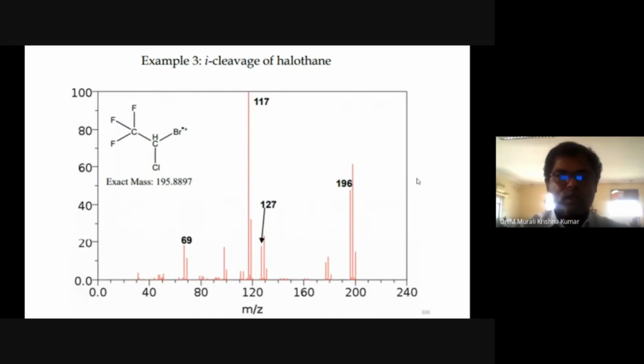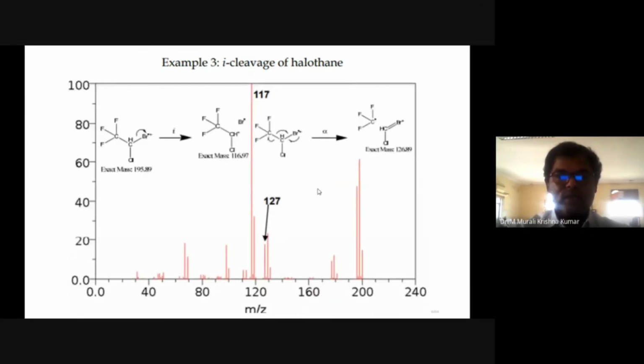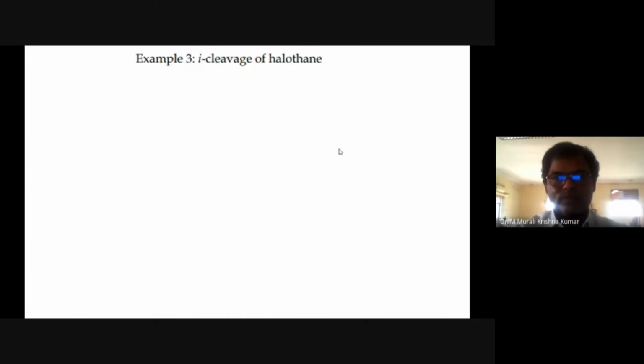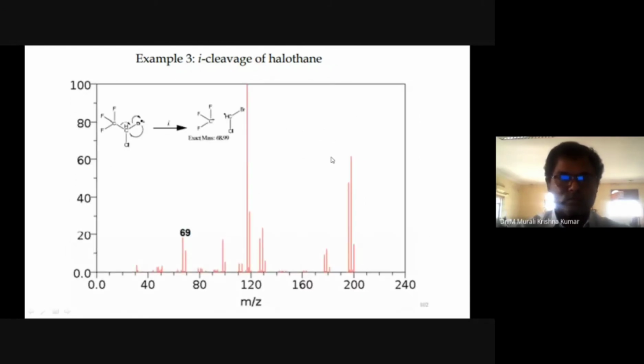So this is about the halothane. In the case of halothane, the bromine unit forces the breakage of the bond with the ipso carbon. So the ipso carbon is connected to halogens, so it facilitates breakage of the bond between the ipso carbon and the next ones.